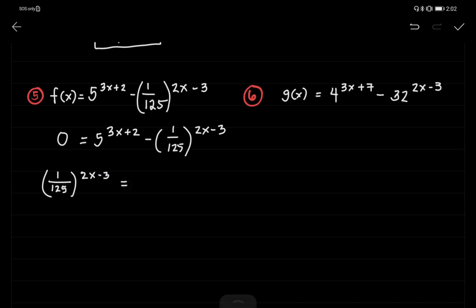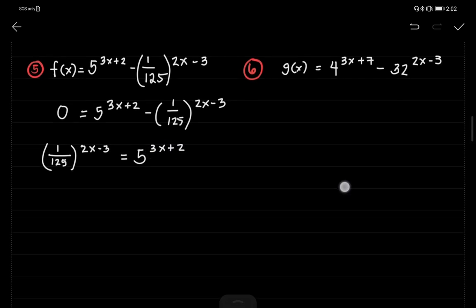So, which is equal to 5 raised to 3x plus 2. So, in this case, guys, magkaiba tayo ng base natin. Ang isa is 1 over 125, ang isa naman is 5. So, ano ang gagawin natin?